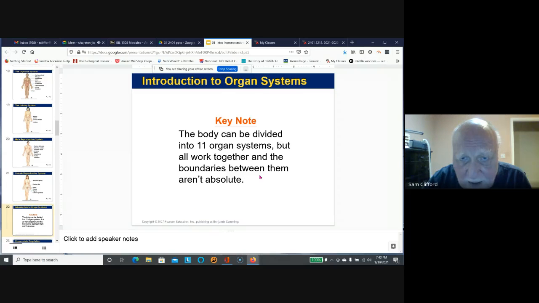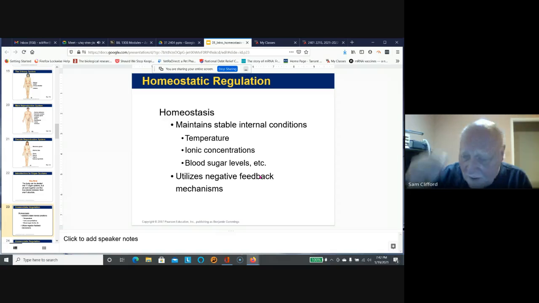Okay. So the total of 11 organ systems, they all work together and they communicate with one another and exchange information and materials. But what is homeostasis? This is a very important concept. Homeostasis means that internal conditions are maintained.